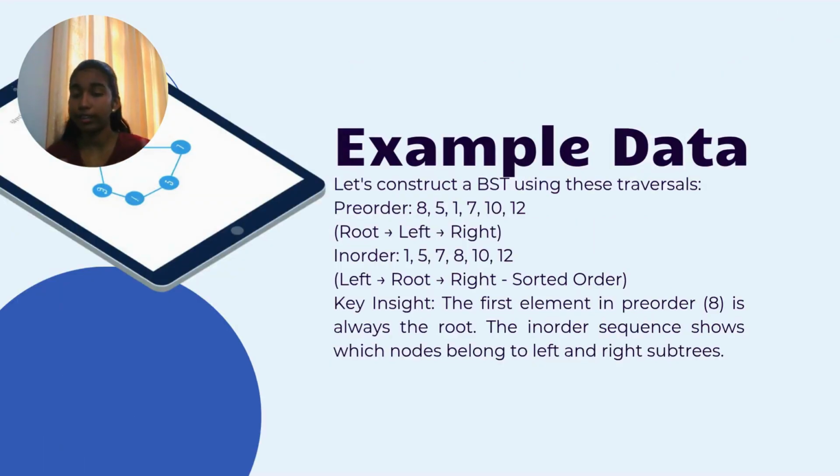Let's use an example. Pre-order traversal is 8, 5, 1, 7, 10, and 12. In-order traversal is 1, 5, 7, 8, 10, 12. Notice that the first element in pre-order is 8. So immediately we know that 8 is the root node. Now we will use in-order traversal to divide the tree.